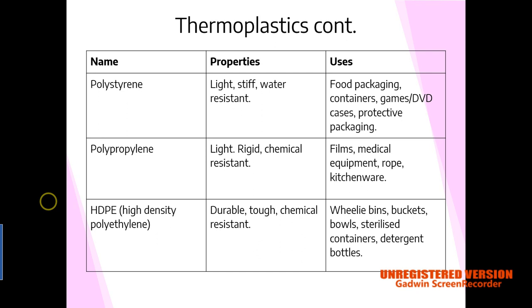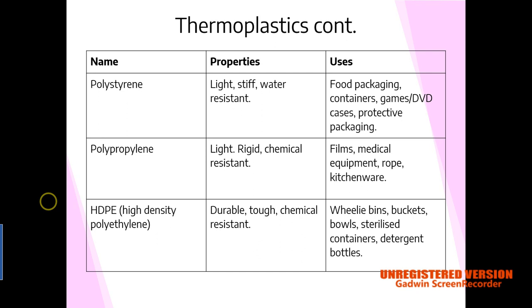Polypropylene: light, rigid, chemically resistant. Medical equipment, rope, kitchenware. You see the crossover there, it's starting to get some crossover with plastics here in terms of what they're used for. So it really depends on the application, and this is why there's multiple correct answers when it comes to answering questions.